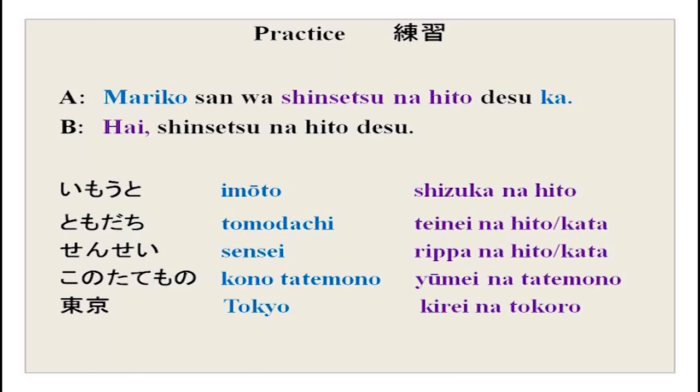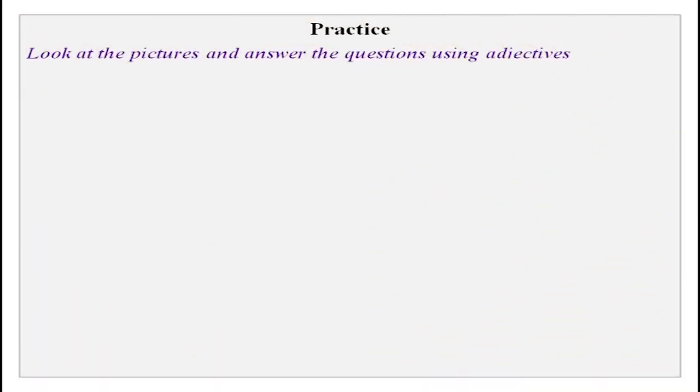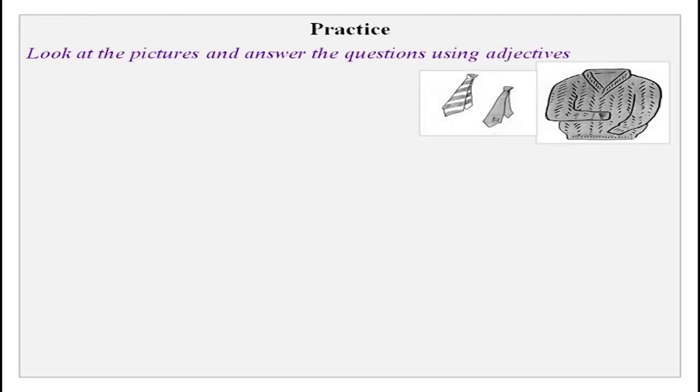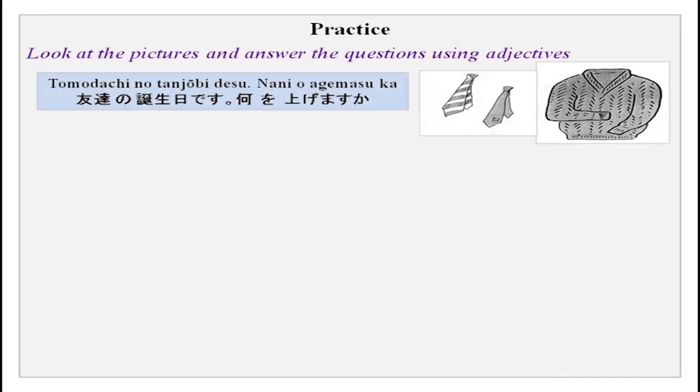So you can practice like this. Use na this time and practice. Now, look at the pictures and answer the questions using adjectives. So let us see what the picture is. Well, you have a sweater, which is seta in Japanese, and nekutai. So what is the question over here? Tomodachi no tanjoubi desu. Nani o agimasu ka? Agimasu is to give. Suteki na nekutai o agimasu. Or takai seta o agimasu.